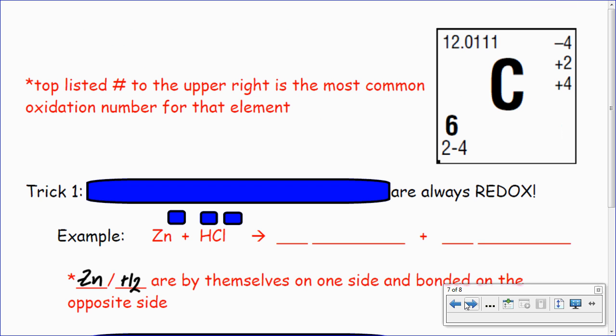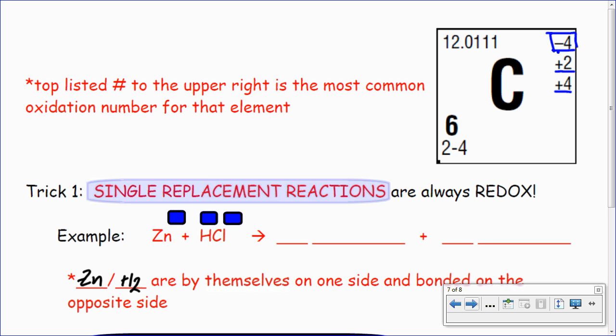So here's a good example, carbon. It has 4 selected oxidation states. You could either lose 4 electrons, gain 4 electrons, lose 2, or lose 4. Those are the 3 options for it. The first trick is to see if it's a single replacement reaction, because these are always redox.